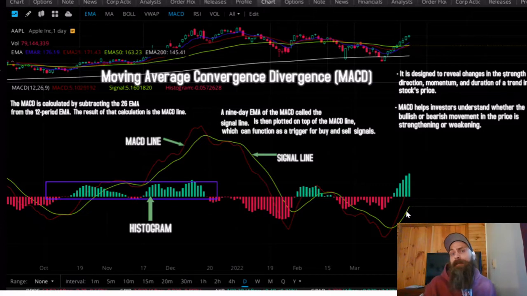Today, we're going to be learning about another commonly used indicator that's going to help us determine the trend direction in a stock price and to help us also to determine whether that trend is strong or weak. And the name of this indicator is called the MACD, Moving Average Convergence Divergence.